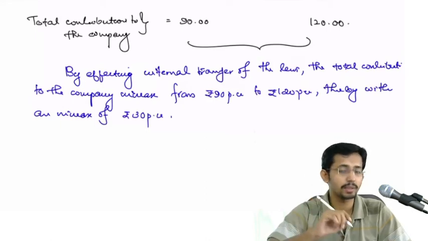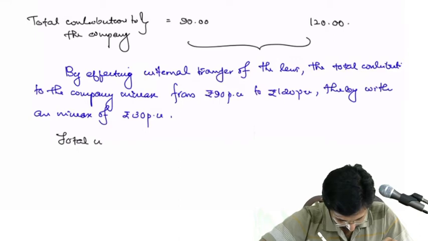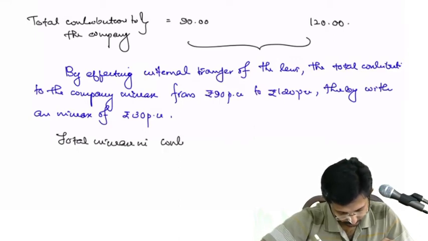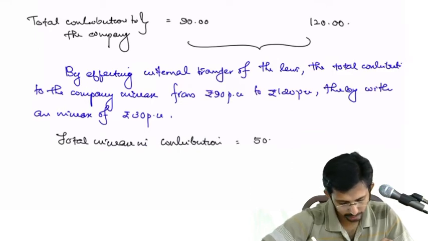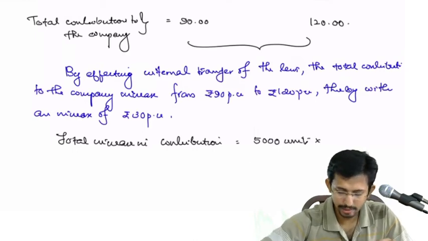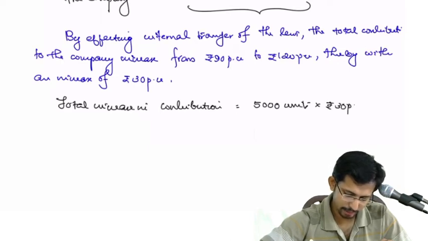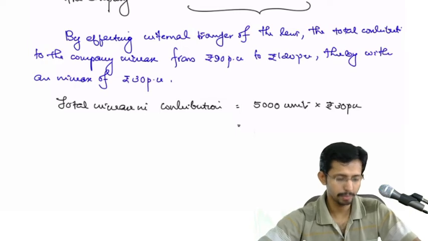Now what is the number of units of lenses that is proposed to be transferred? It is 5000 per month. So the total increase in contribution will be 5000 units of lens, and for each lens there is an additional contribution of 30, so 5000 into 30 will be rupees 1,50,000.